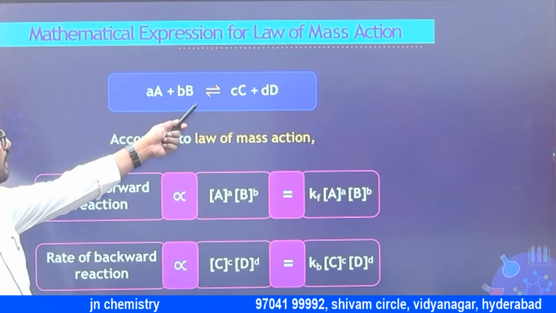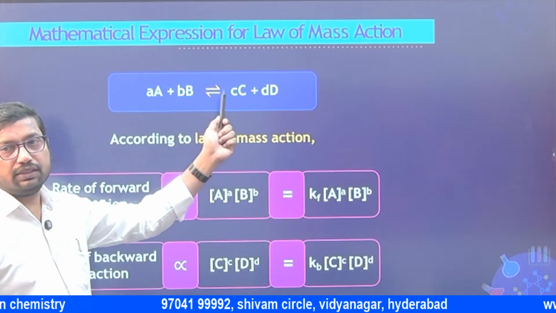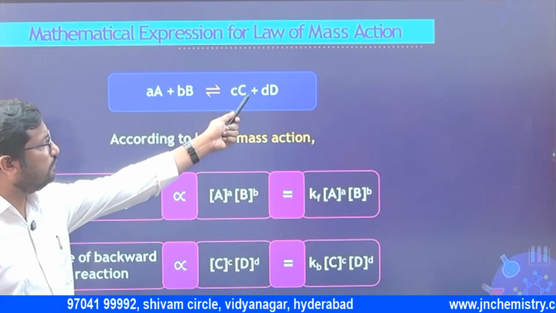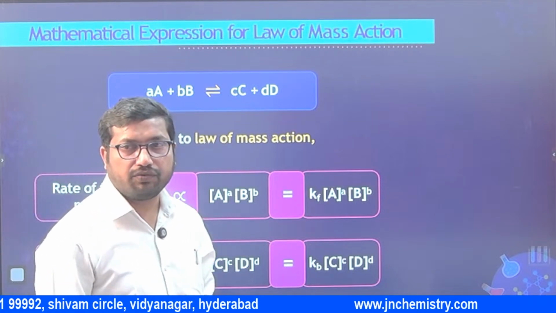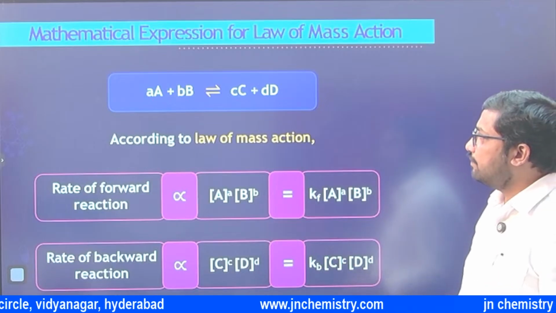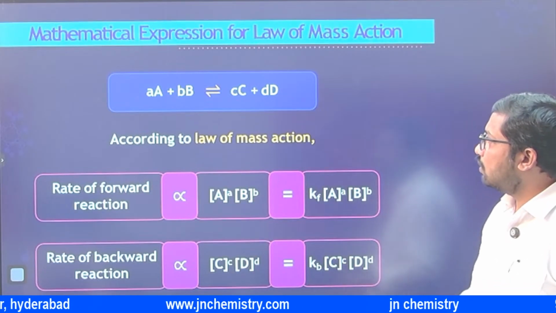This is for the forward reaction, these are the reactants, yes or no? For the backward reaction, these are the reactants. So the rate of the forward reaction is this, and the rate of the backward reaction is this. At equilibrium, the rate of forward and the rate of backward reactions are equal, right? Yes or no?